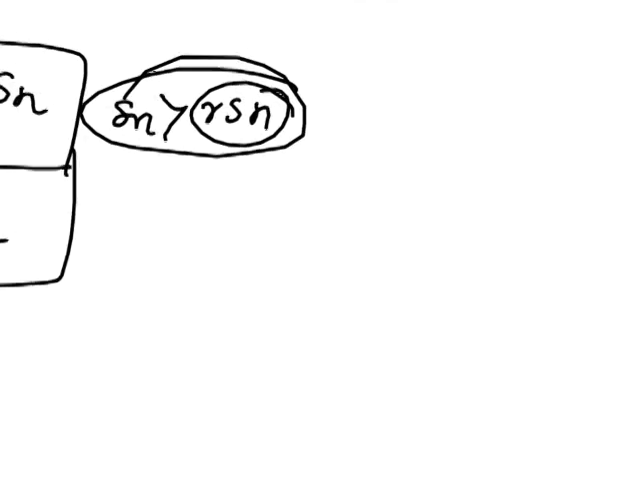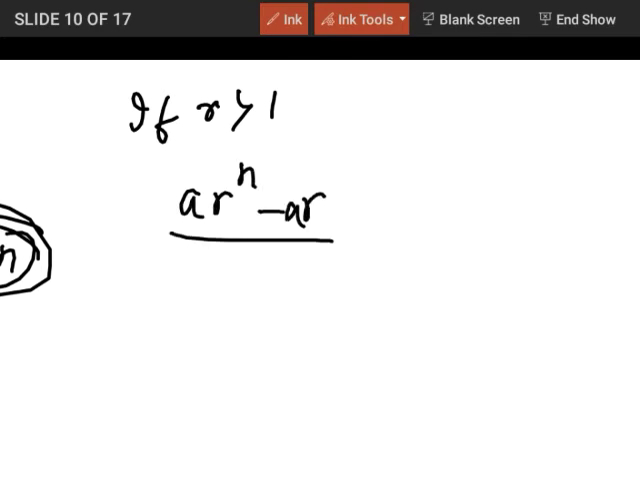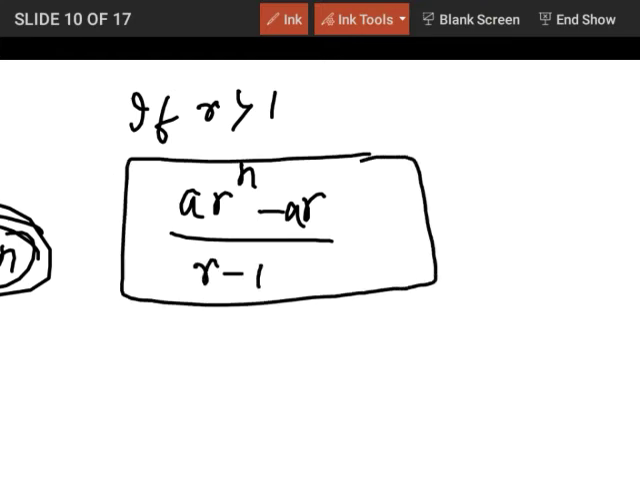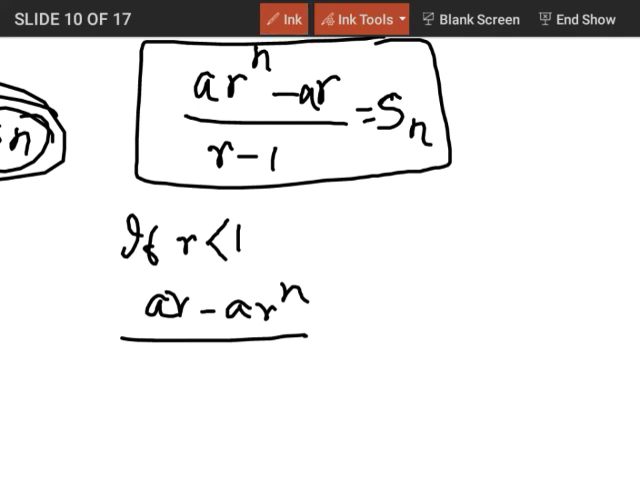So the two formulas that we get from the summation are: if r is greater than 1, we get (ar^n minus a) upon (r minus 1). This will be the formula of Sn. And if r is less than 1, then you know the form: (a minus ar^n) upon (1 minus r).